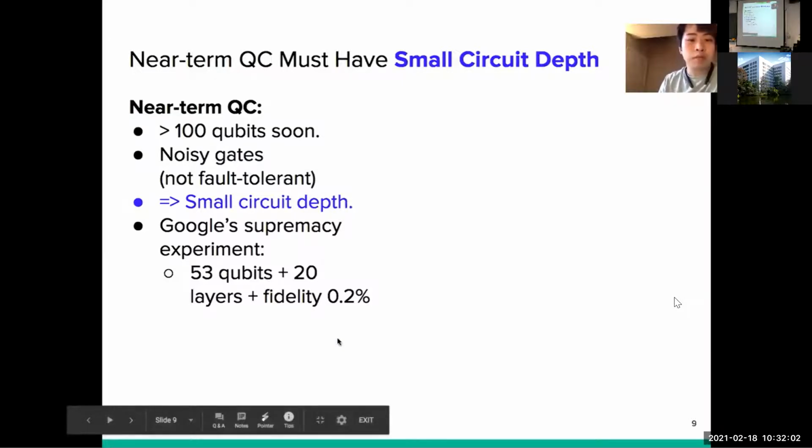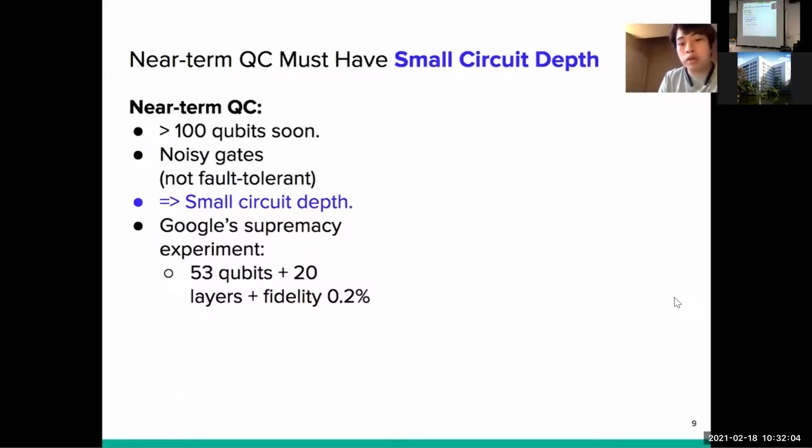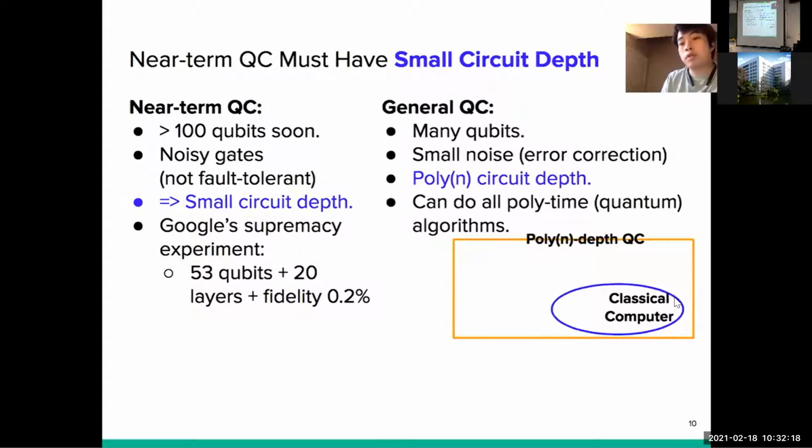For example, in the Google supremacy experiment, they only have 53 qubits and only 20 layers. And the fidelity is very bad, it's only 0.2%. So it implies that 99.8% of the output is just noise. And for general quantum computers, you can imagine that we can have arbitrarily many qubits, and for each gate, you only have small noise. So you can do error correction, so it is fault tolerant. So you can have arbitrary polynomial size of the circuit, arbitrary polynomial depth of the circuit. And therefore, you can do all polynomial time quantum algorithms.